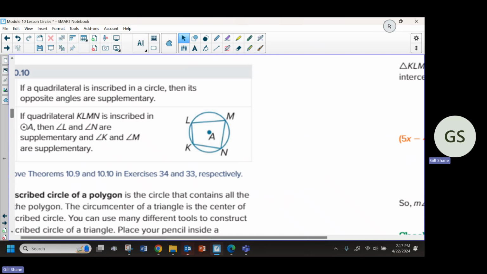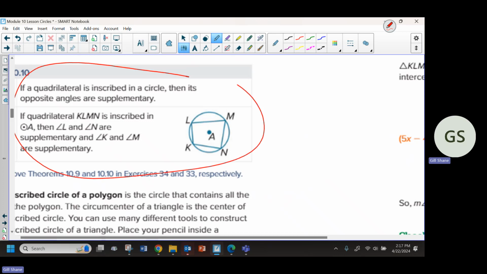So again, there's a theorem you can memorize. If you want to just memorize that whole theorem, you can. Anytime you see this picture right here, you can just say, okay, yeah, that's that theorem I memorized. I'm going to try to teach it to you a different way.